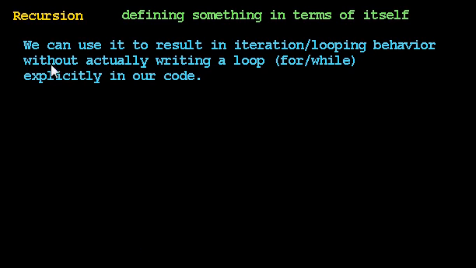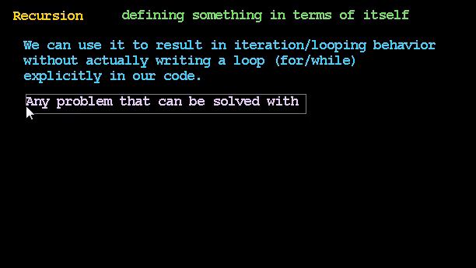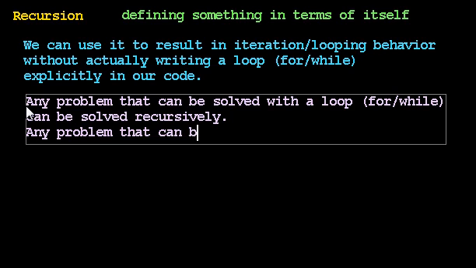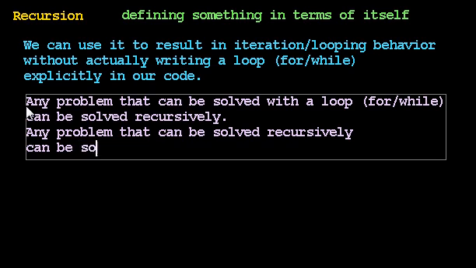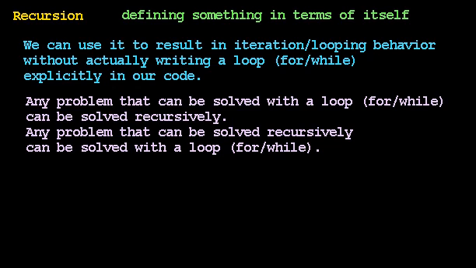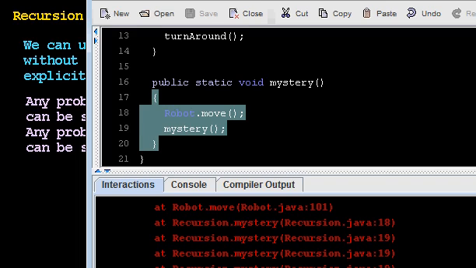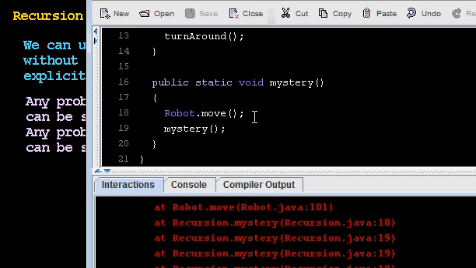But it's going to turn out that any problem that can be solved with a loop, for or while loop, can be solved without it, recursively, by defining a method in terms of itself. And, equally important, any problem that can be solved recursively can also be solved with a loop, a for or a while loop. So these are reasonable alternatives. We can always choose one or the other. Either way will work, but sometimes one way will be harder than the other. And we'll explore many such ways, but first, let's convince ourselves this might actually be useful.